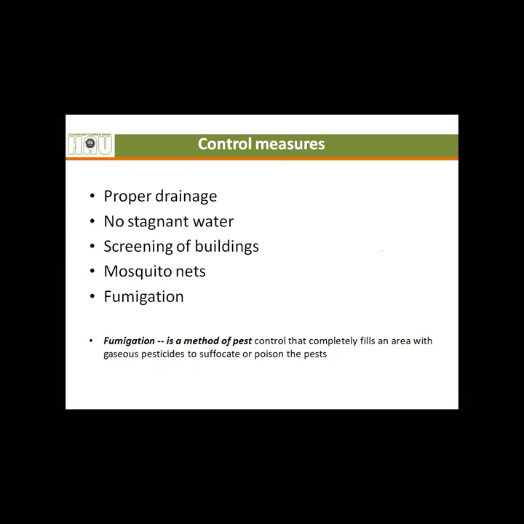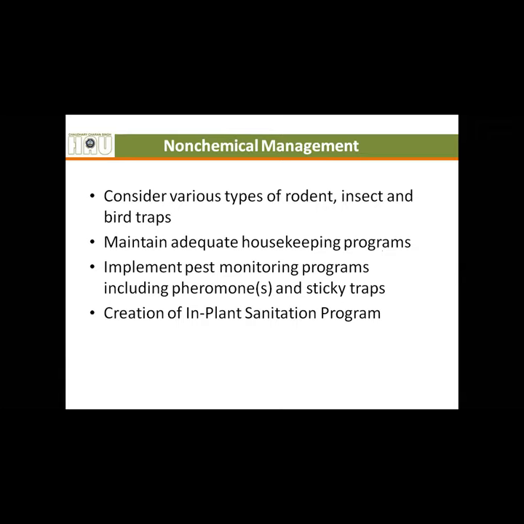Fumigation is a method of pest control that completely fills an area with gaseous pesticides to suffocate or poison the pests. Some non-chemical management methods are considering various types of rodent, insect, and bird traps, and glue traps as well. Maintain adequate housekeeping programs in your area. Implement control or monitoring programs, including pheromone traps. You can't kill the pest with a pheromone, but you can detect pests with it. Sometimes people use pheromones to detect the presence of weevils and beetles in their area.